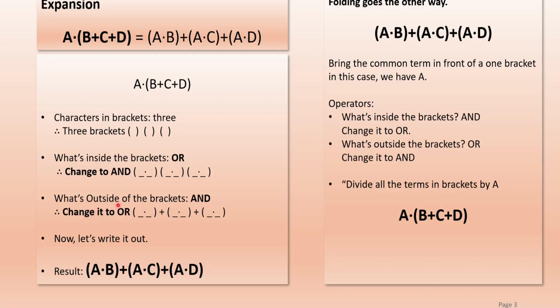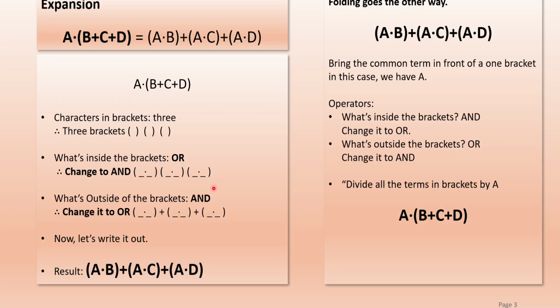What's outside of the brackets? Outside of the brackets, we have AND, so we're going to flip that into OR. So the ORs inside we're going to flip into ANDs, and this AND we're going to flip into OR. All right, so we have three brackets because we have three variables here. So bracket 1, bracket 2, bracket 3. So now we know we're going to have AND. So here's an AND, and these are the variables. We don't know what they're going to be yet.